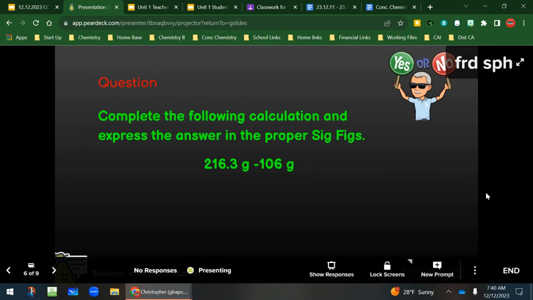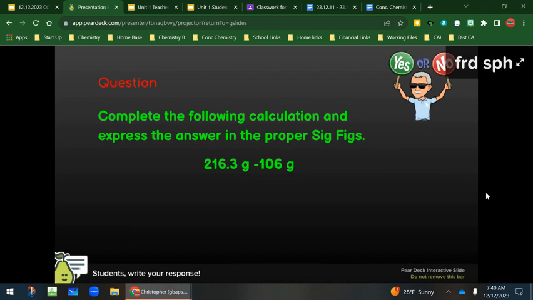All right. So here we go. We're subtracting 2 numbers, ladies and gentlemen, 2 numbers in grams. Find out what you get and then express it to the proper number of sig figs, please.